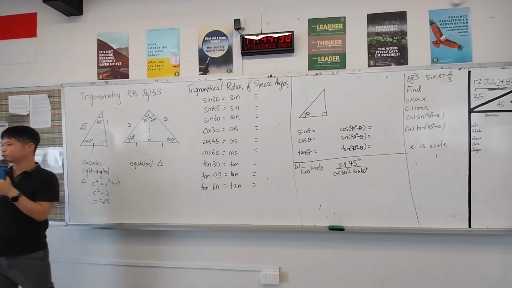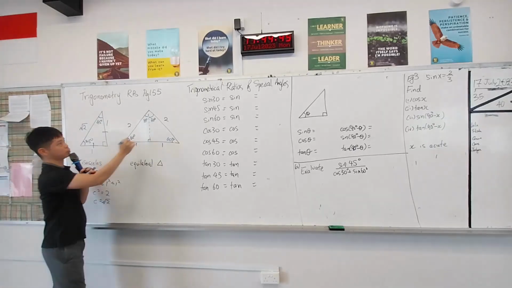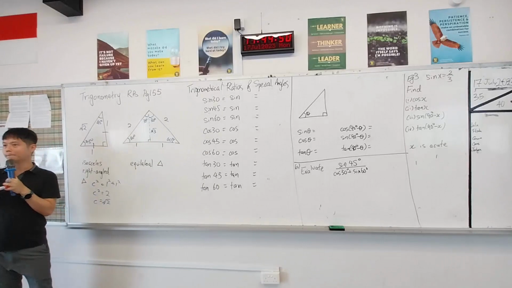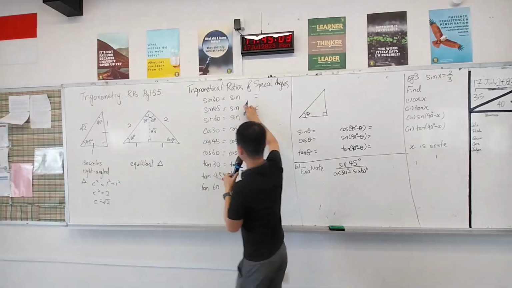The vertical length, are you able to do it mentally? The answer is square root 3. 2 squared minus 1 squared is 3, so square root 3. Question is, why do you think I leave a gap here?